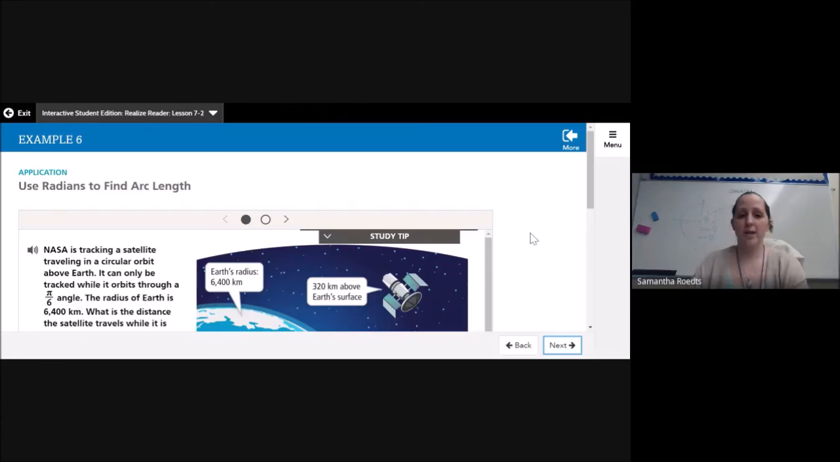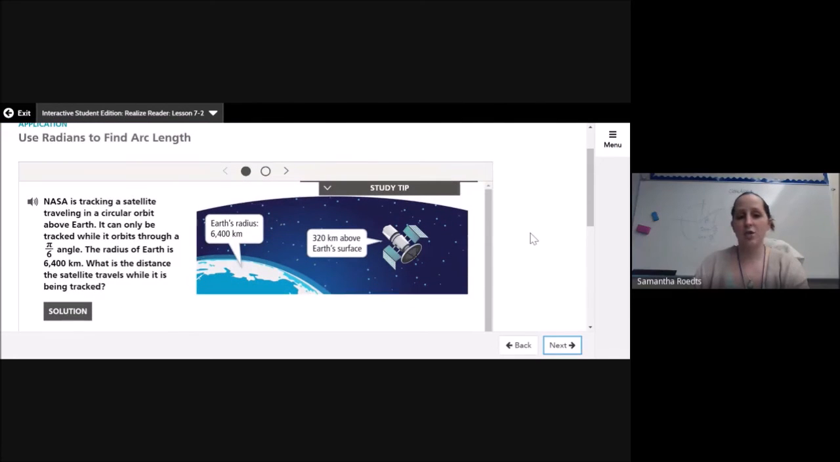Example 6, use radians to find arc length. NASA is tracking a satellite traveling in a circular orbit above Earth. It can only be tracked while it orbits through a pi over 6 angle. The radius of Earth is 6,400 kilometers. What is the distance the satellite travels while it is being tracked?